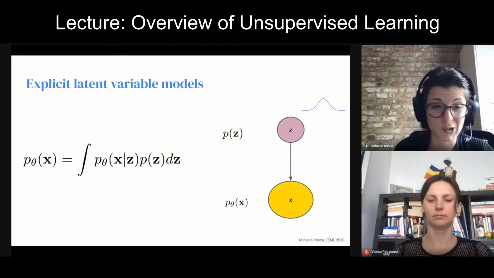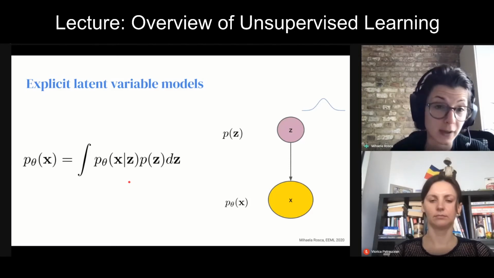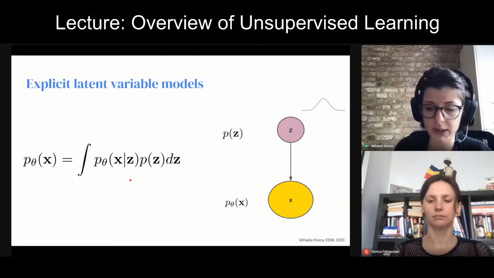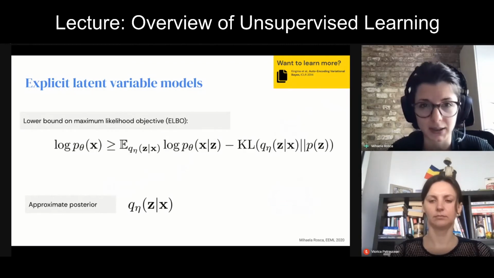There's a huge catch though. This integral is intractable for complex models. So if you have something complex here, you won't be able to do this in practice. You might have seen models such as factor analysis where you can do this, but for complex models, we won't be able to do this. But we can try to get around it a little bit.